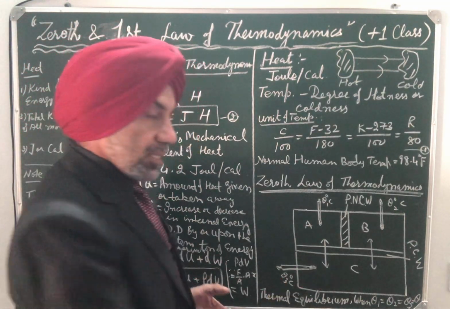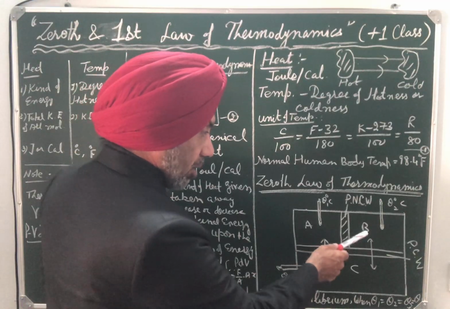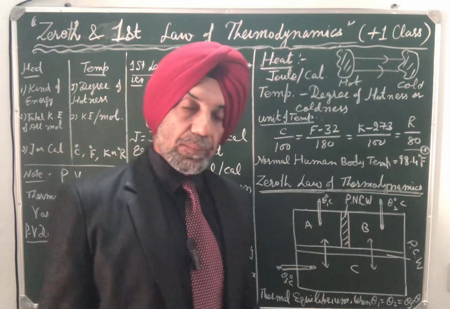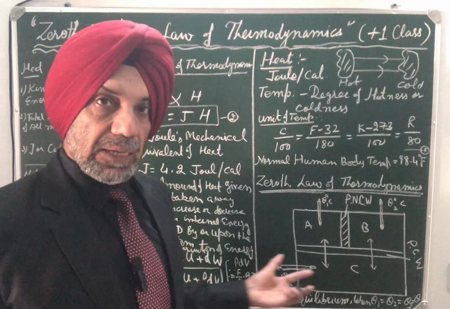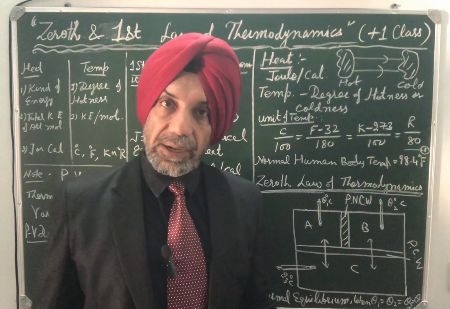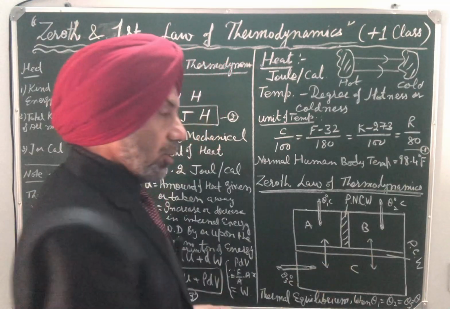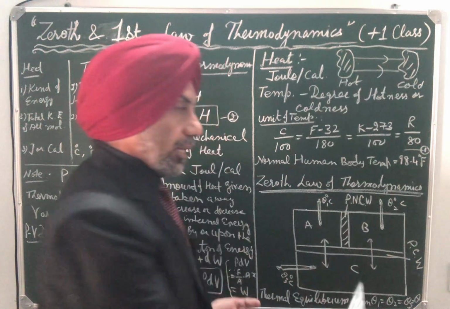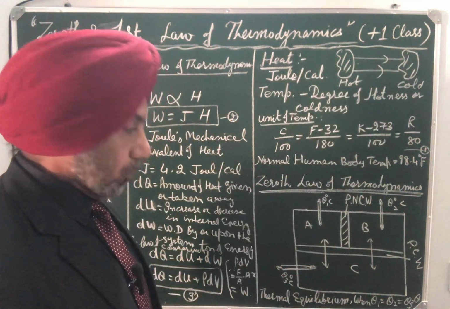Perfectly conducting wall means heat can flow from A to C or B to C and vice versa, from C to A or B. So heat can flow from one system to another if they are connected with a perfectly conducting wall. Perfectly non-conducting wall means heat cannot flow from one system to another, that is from A to B or B to A, due to the non-conducting wall between the two.